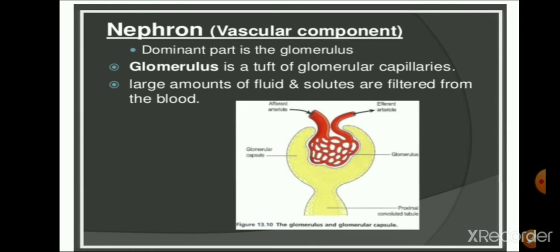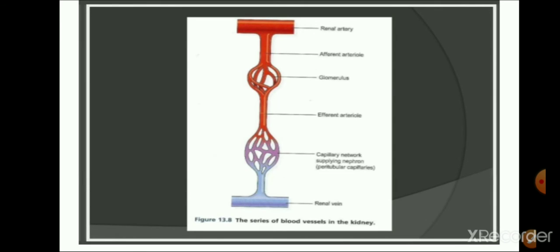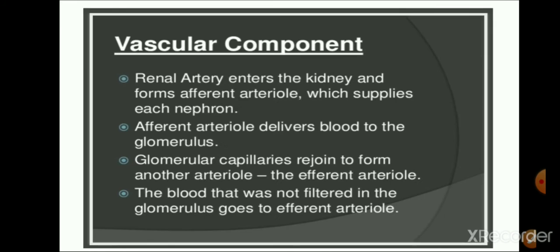Then we have the vascular components. The vascular components include blood vessels. The dominant part of this system is the glomerulus, which contains the blood vessels. The glomerulus is a tuft of glomerular capillaries that contain a large amount of fluid and solutes which are to be filtered. Here we have the renal artery, which is also named the afferent arteriole, that forms the glomerular network in the Bowman's capsule, and on the other end we have the efferent arteriole, and then a capillary network that leads into the renal vein.